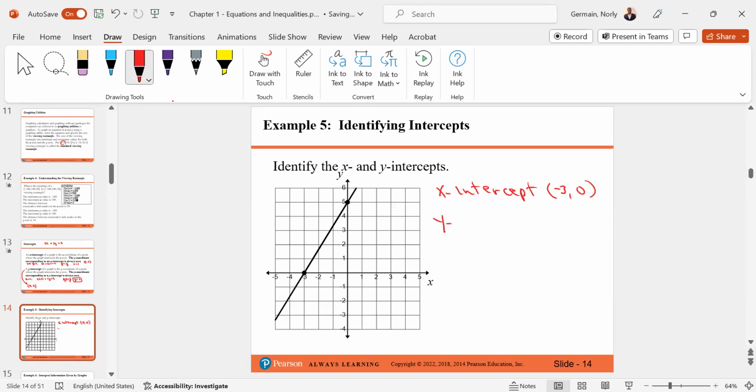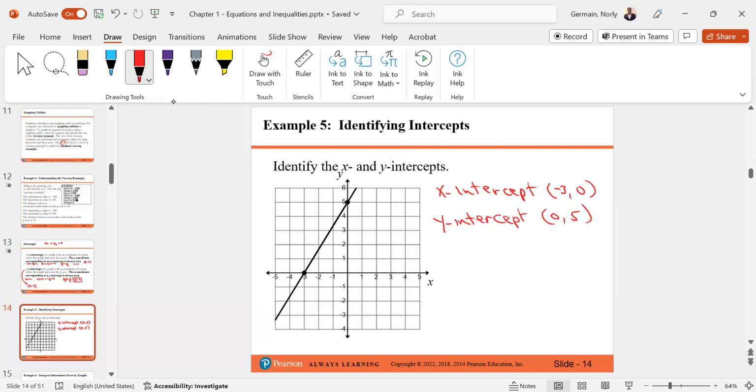Where do you think you intercept with the y-axis? We're going to call it the y-intercept. Yes, x is 0, y is 5. Sometimes we give you the regular equations and ask you to find the intercept, or sometimes we give you the graph and ask you to find the intercept.